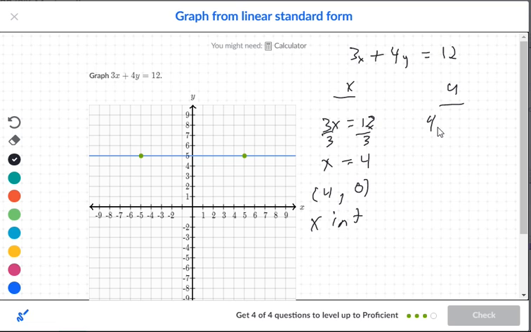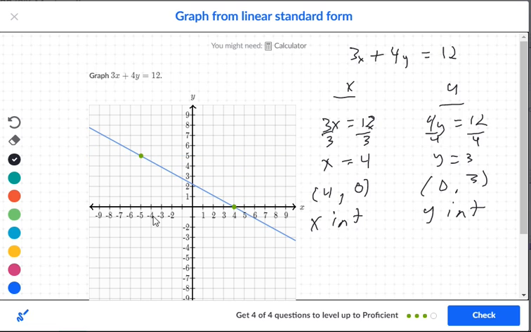Now I solve for y. Divide this by 4. So y is 3. So 0, 3. And this is the y-intercept. So we're going to go 4 on the x. So 4 on the x would be here. We could go 4, 0, so that means we don't go up or down. Or we could simply say x equal to 4. We can say y is equal to 3, which is here. Or we can go 0 on the x and up 3. So let's check our line.